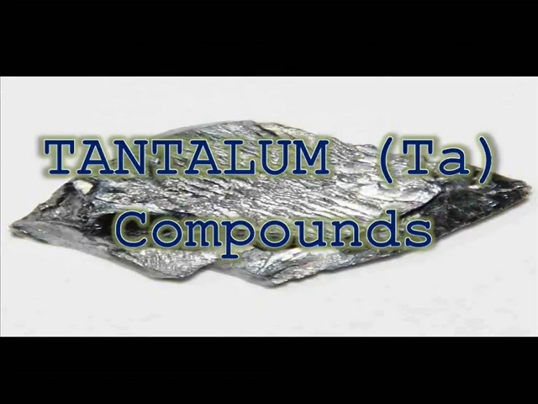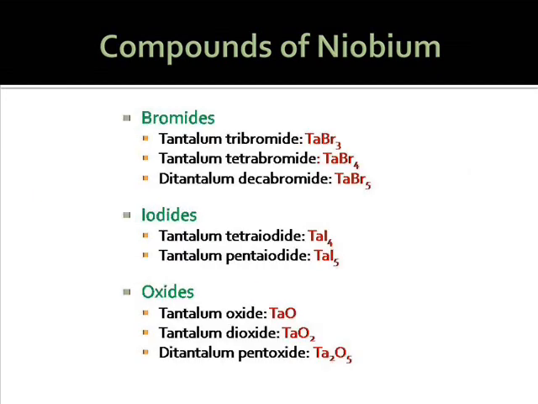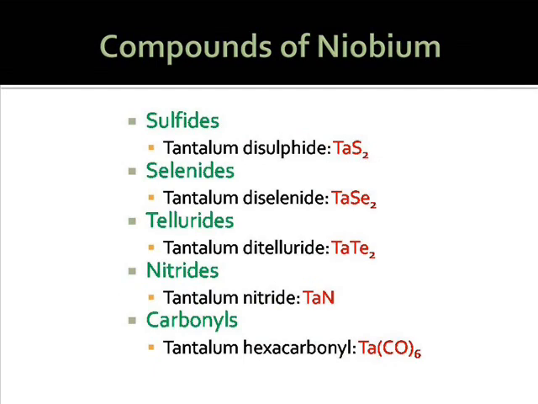Next are the compounds of tantalum. A known hydride of tantalum is ditantalum hydride. Its fluorides are tantalum trifluoride and tantalum pentafluoride, that is shown on your right. The chlorides of tantalum comprise tantalum trichloride, tantalum tetrachloride, and tantalum pentachloride. Other halides of tantalum are tantalum tribromide, tetrabromide, and ditantalum decabromide. Its iodides are tantalum tetraiodide and tantalum pentaiodide. The oxides of tantalum are tantalum oxide, dioxide, and ditantalum pentoxide. Tantalum sulfide, tantalum diselenide, tantalum ditelluride, tantalum nitride, and tantalum hexacarbonyl are the other known compounds of tantalum.